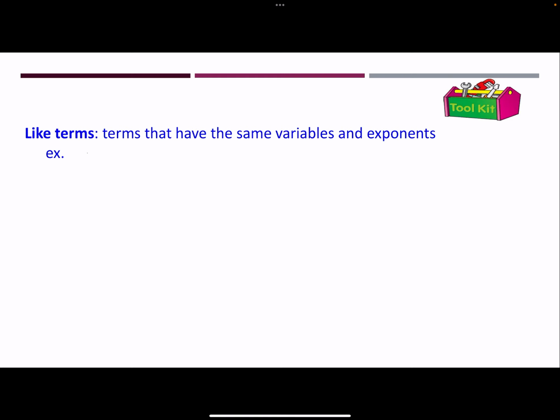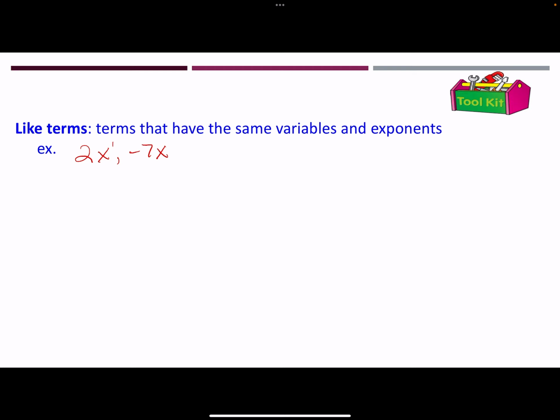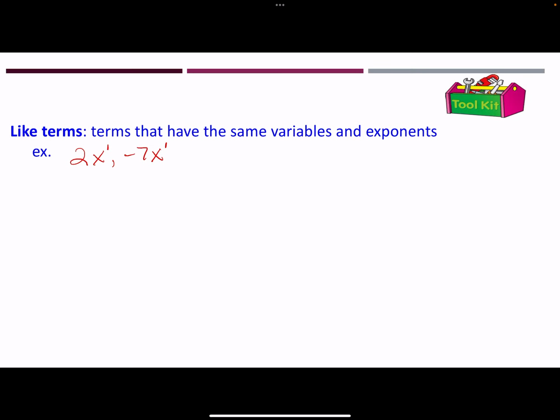One example would be something like 2x and maybe like negative 7x. So they have to have the same variables. Remember, that's like the letter. So x and the same exponents. We might be thinking, I don't see an exponent. But remember, if we have an x or a y or a z or whatever variable, there's an invisible 1. So this is really like 2x to the first power, negative 7x to the first power.